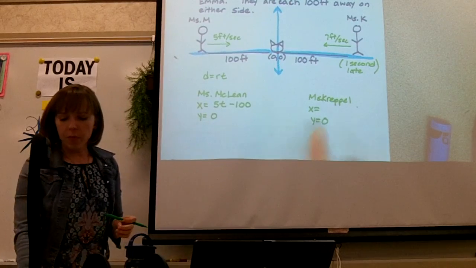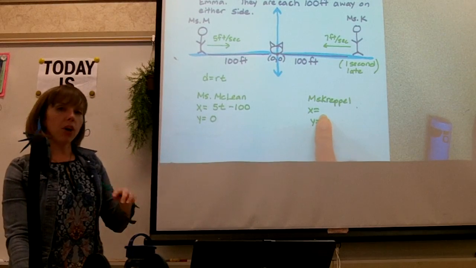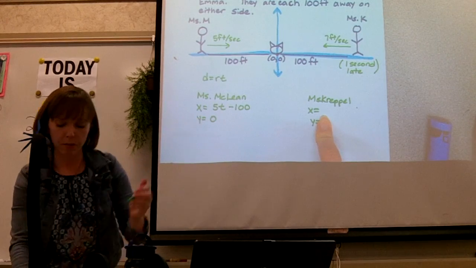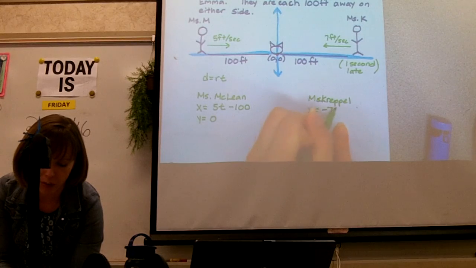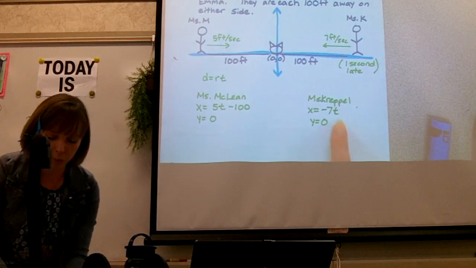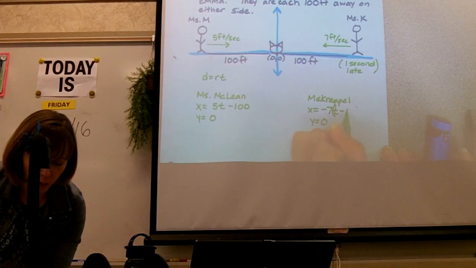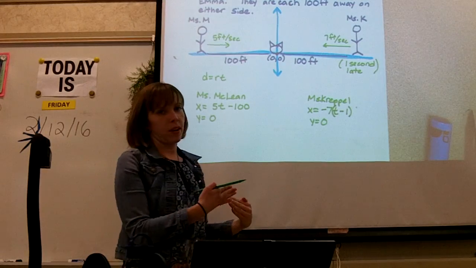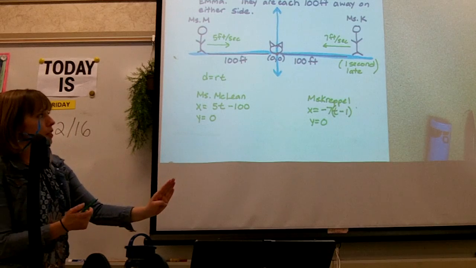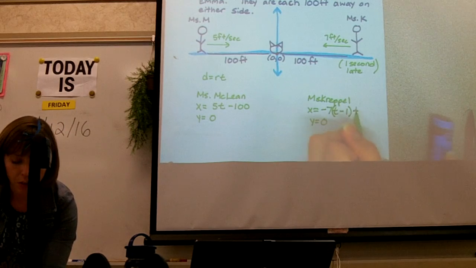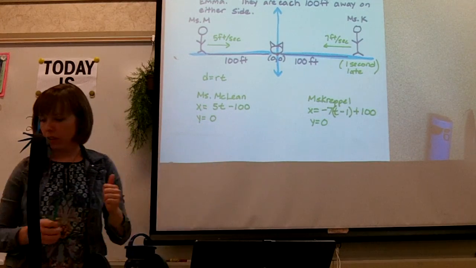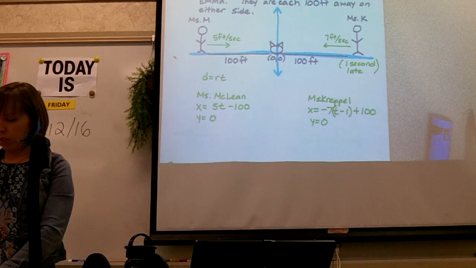Okay. Ms. Kreppel's equation is a little bit different. For starters, she's running to the left, so her speed is actually negative because it's going to the left. So negative 7t. We have to remember she started a second late, so I'm going to put some parentheses in here and put minus 1 because she loses a second by starting a second late. Okay? And then she's starting right of the y-axis, so that's going to be plus 100. And she's running left from there. Okay, I'll give you guys a minute to get those equations down.